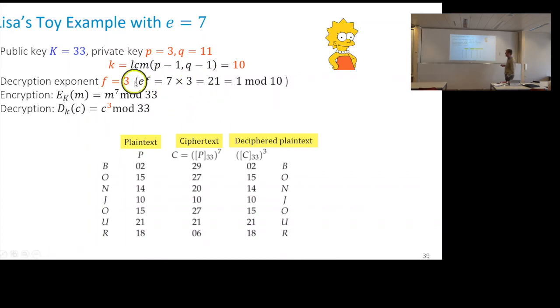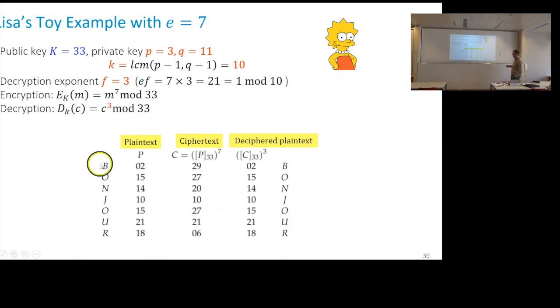So the encryption consists in putting the message to the power 7, which is the constant of the scheme, modulo the public key, and the decryption consists in taking the ciphertext to the power of the secret thing that we have built from the p and q, to the power 3.